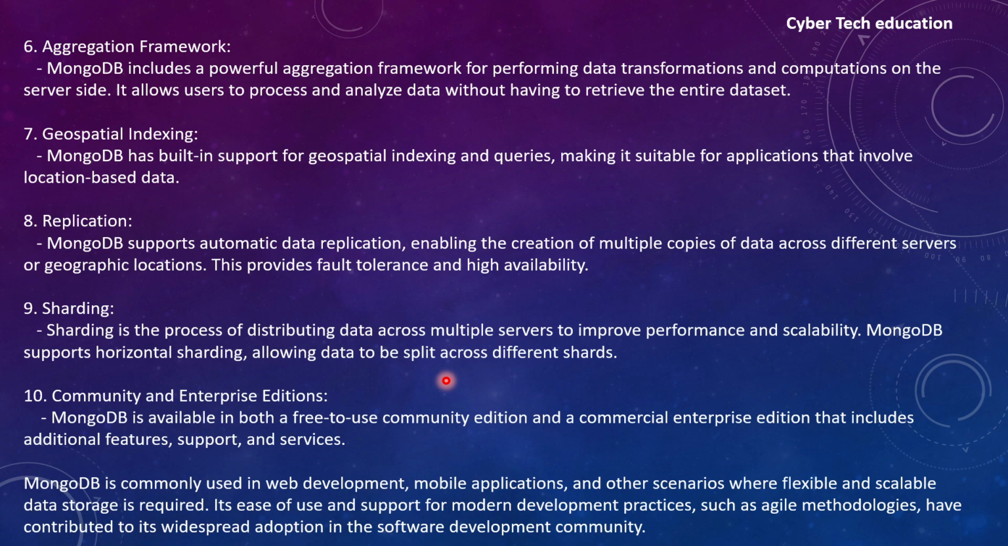Here what happens is that this provides fault tolerance and high availability. Then sharding, the process of distributing the data across multiple servers, is the main concept of how sharding works. MongoDB supports horizontal sharding, which allows data to be split across different shards.